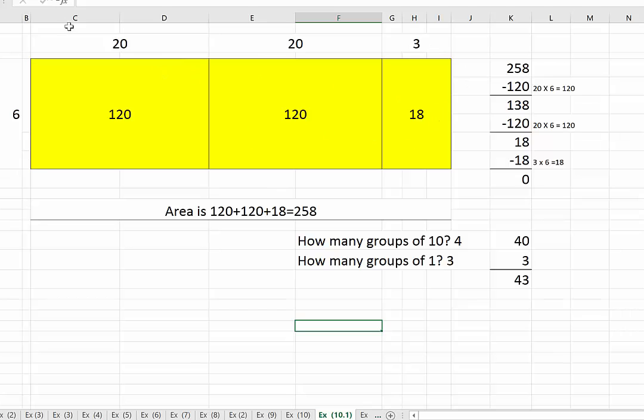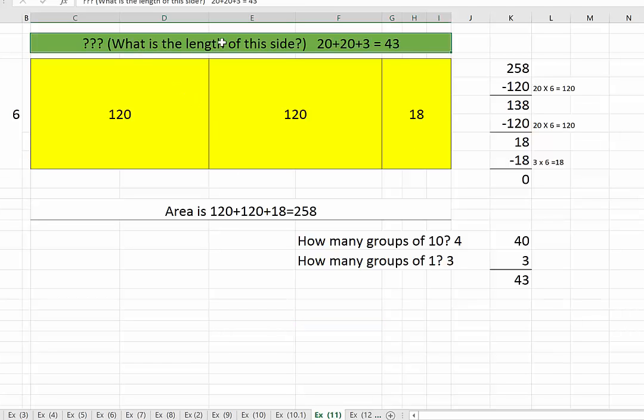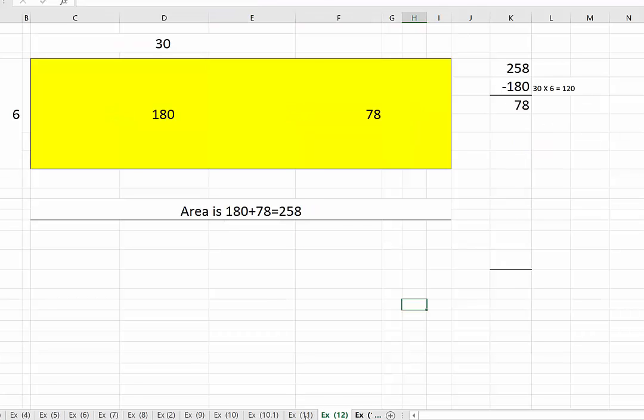And so what is the length of that top side? Well, what is the length? It's 43 again. But we got there a little differently, because instead of just going 10 times 6 four times, we did 20 times 6 twice, and we're able to get the same answer. We still had 4 groups of 10 and 3 groups of 1. So students can move from focusing on just 10 times a number to now like 20 times a number.